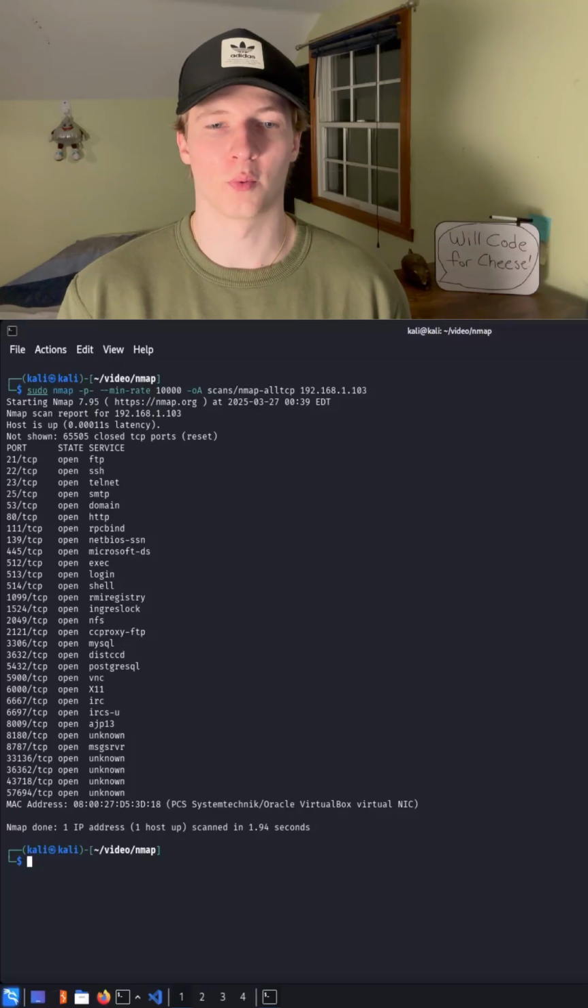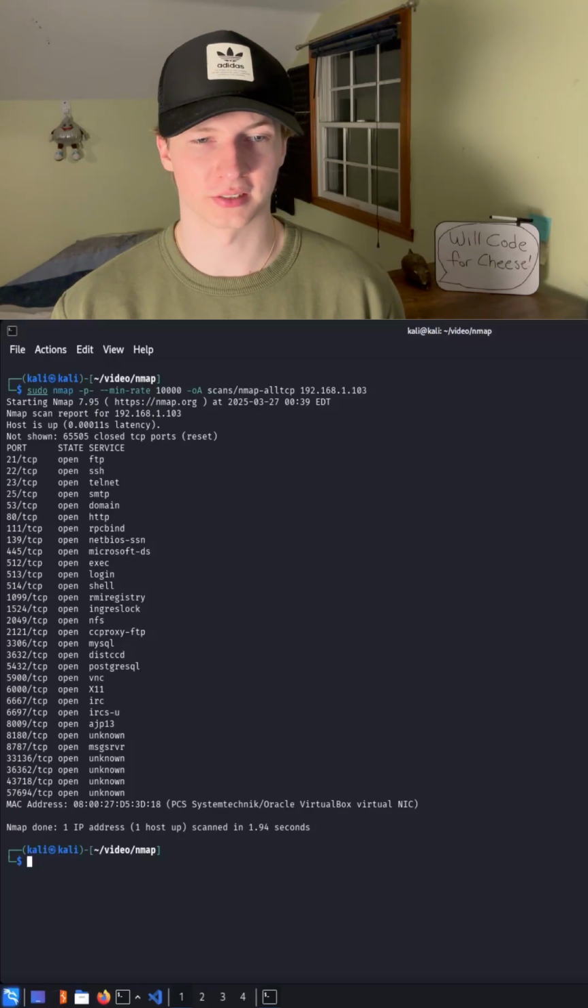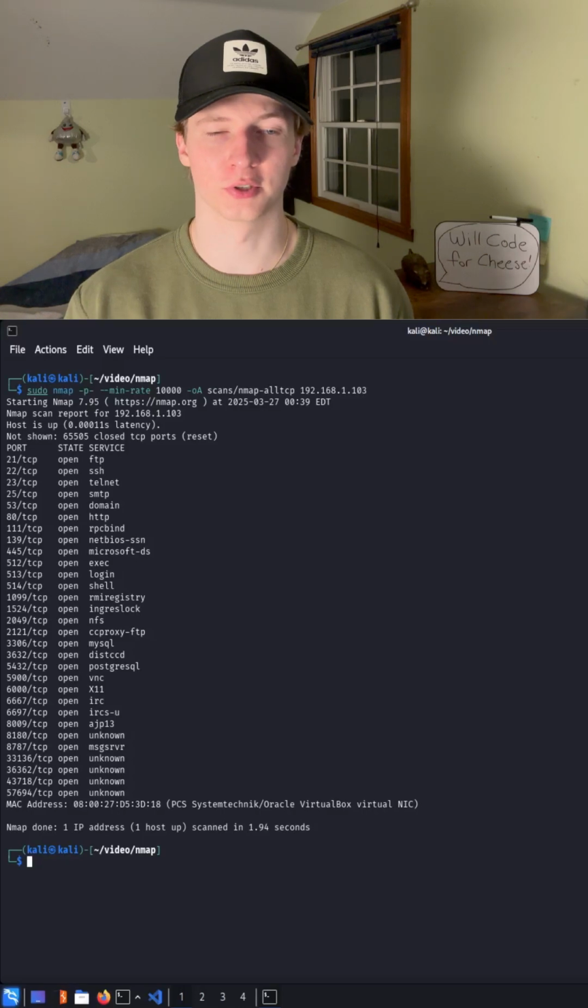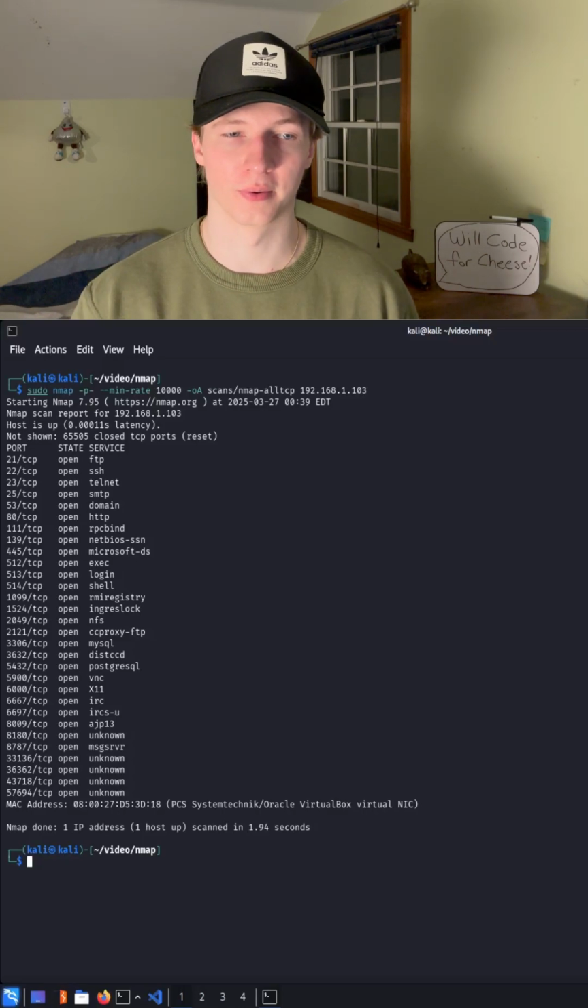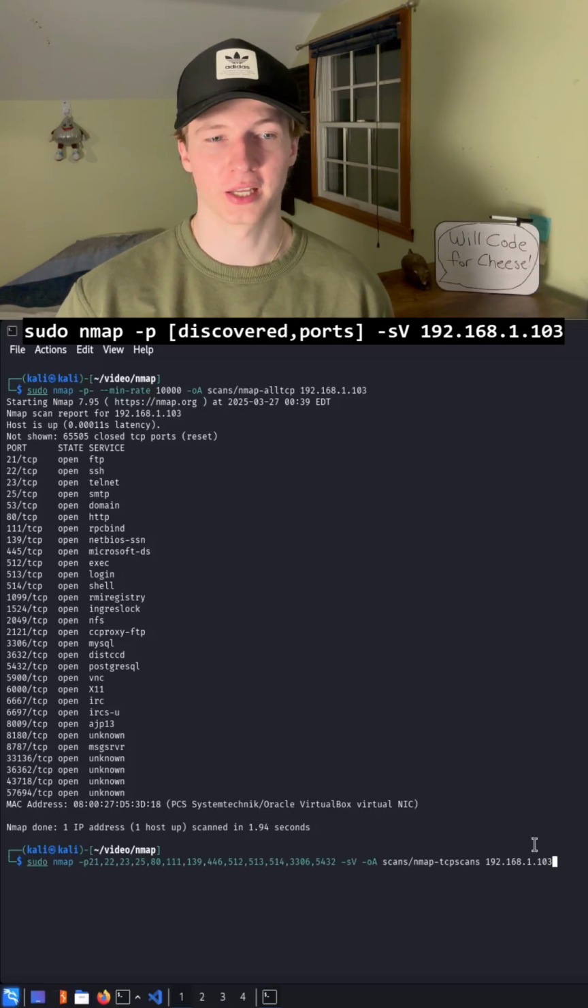Now that we have a device and we know what ports are open on it, we can take our scans a step further and determine the services and possibly the versions of those services that are running on each port. To do this, we can first run a service enumeration scan by using the following.